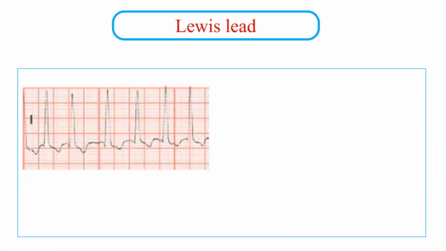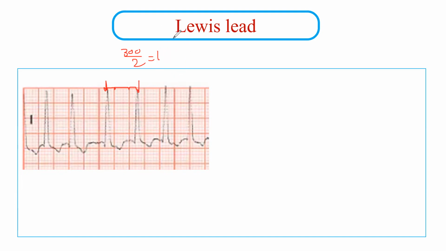As you can see, this is a narrow complex tachycardia. What is the heart rate? Again, we can measure the heart rate. Let's take this one here, the R wave and R wave. There are two large squares in between. This is one, and there's a half here and a half here. So two large squares, so 300 divided by 2, this is 150. So definitely the patient has tachycardia.